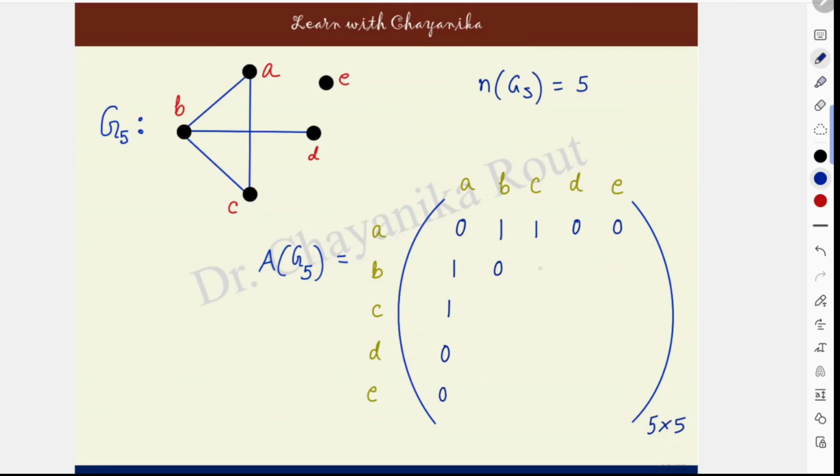B and B, no edge. B and C, there is one edge. Between B and D, one edge. Between B and E, 0 edge. So, 1, 0, 1, 1, 0.